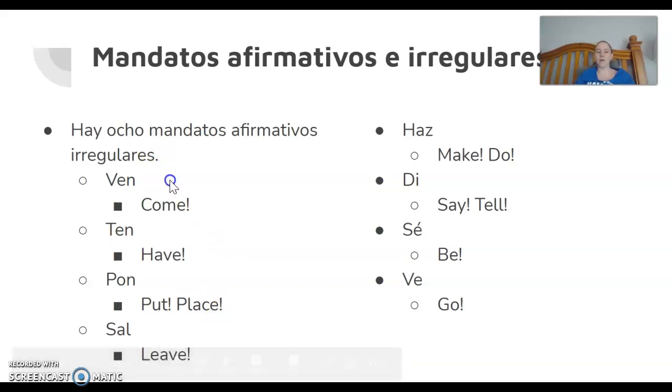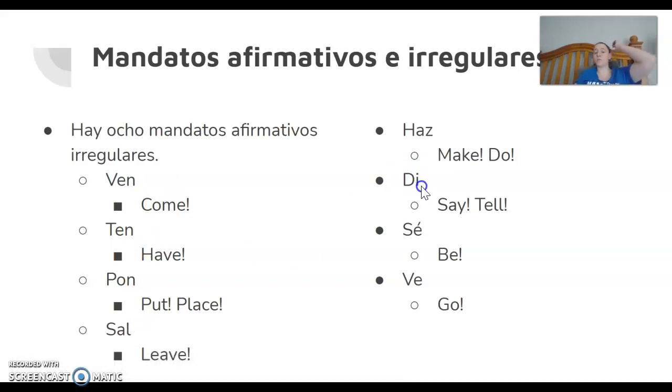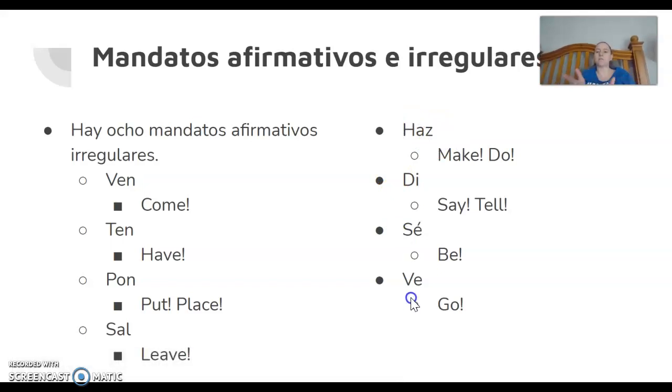So ven, ten, pon, sal, and di, those are all yo go verbs. Hacer is too, it's hago, but that one does something extra special. So then hacer, decir, and ir are really the only ones that you have to memorize in that way, other than just dropping the go from the yo form. I don't know if that helps. It was like a light bulb to me that I never put that together.